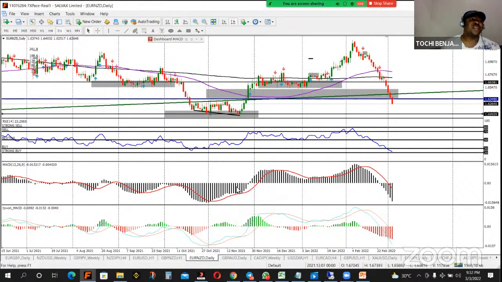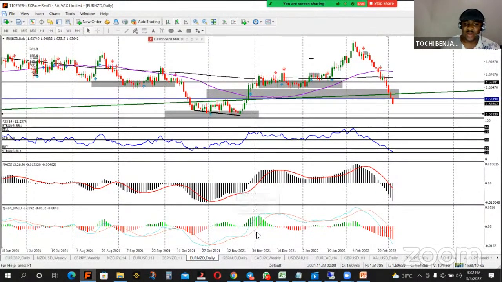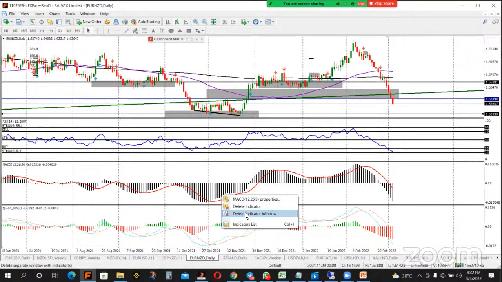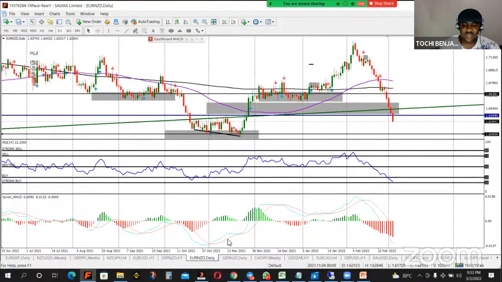But if you understand how to use MACD, you can use even the default one. For the sake of the beauty of the chart, we prefer using this because it gives us more information. Okay, now look at this one. These are two moving averages, the red. Let me remove this since I have discussed the difference. Now, this is the moving average for MACD. This is the moving average, while this is the histogram.